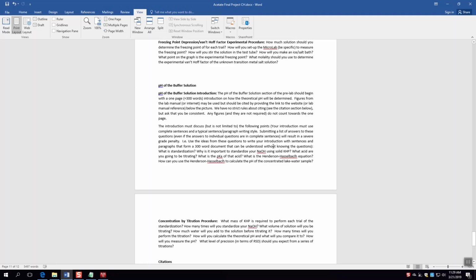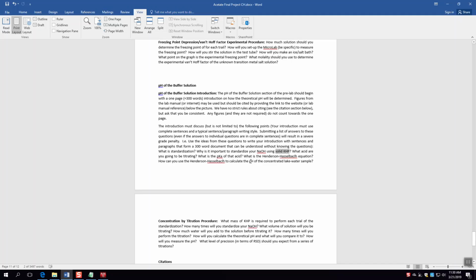Why is it important to standardize your NaOH using solid KHP? Solid KHP is actually a very interesting thing. Why are we using solid KHP instead of a solution of HCl, for example? What acid are you going to be titrating? Okay, we talked about acetic acid that you're going to be titrating. What is the pKa of this acetic acid?